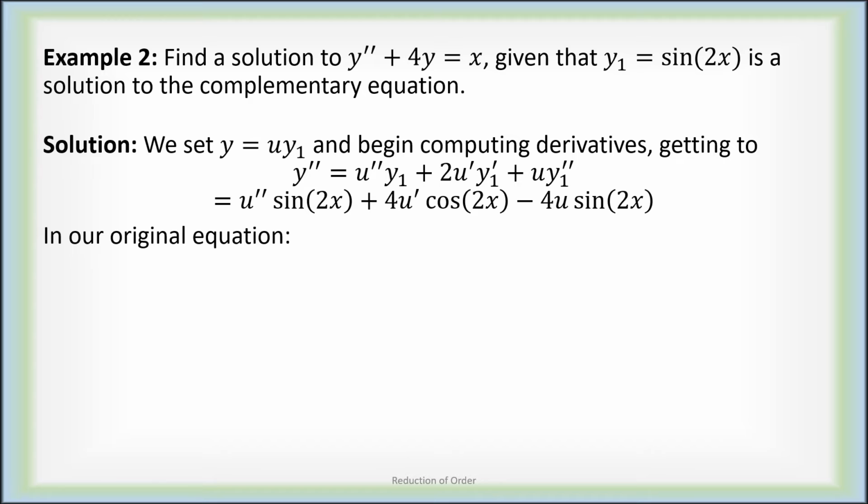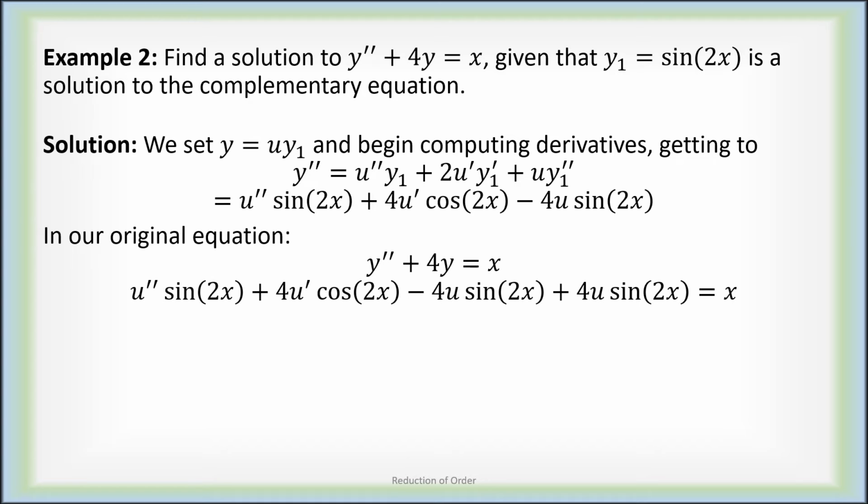Taking this into our original equation, y double prime plus 4y equals x, we get y double prime plus 4y equals x, but there's y double prime plus 4y. All of this was y double prime, and remember that y was u times y1, or u times the sine of 2x. So 4u sine of 2x is 4y. So y double prime plus 4y equals x.